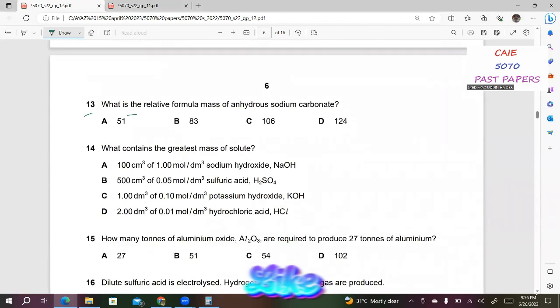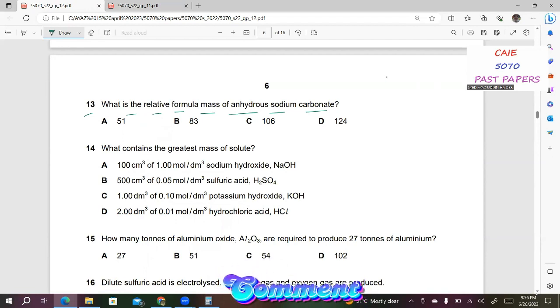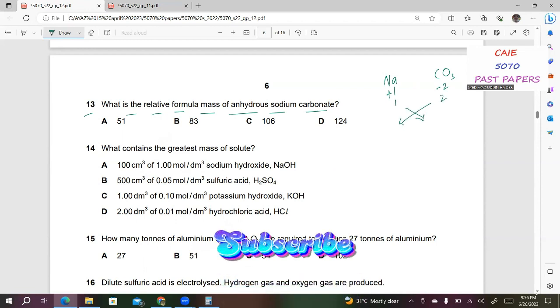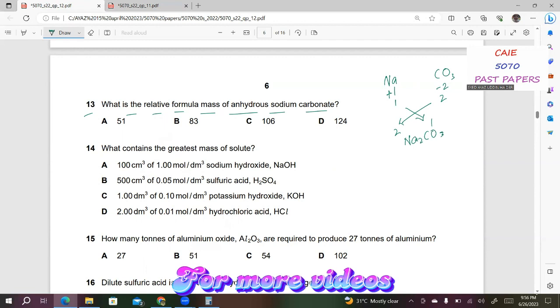13. What is the relative formula mass of anhydrous sodium carbonate? Write down the formula and calculate the Mr, and that will be the formula mass of anhydrous sodium carbonate. Sodium is in group 1 and carbonate carries a 2- charge. The charge on sodium is +1. Ignoring the charges, these subscripts will be exchanged and we will get Na2CO3. So I'm going to calculate the Mr of Na2CO3.